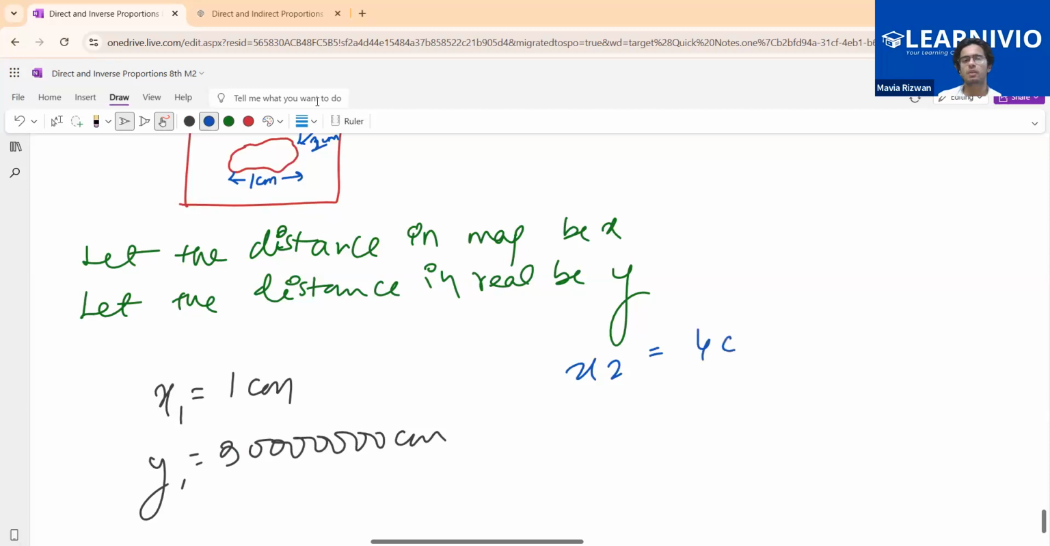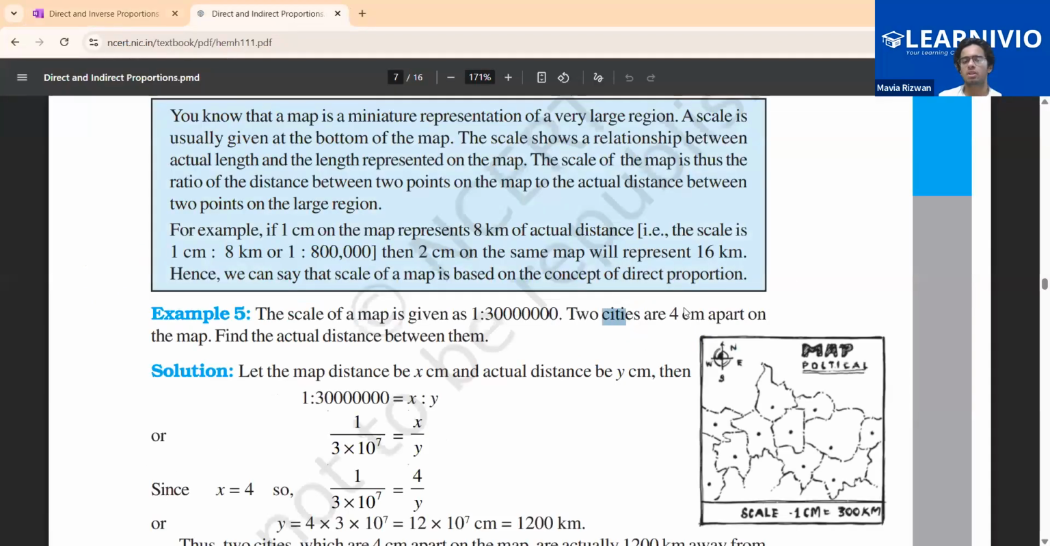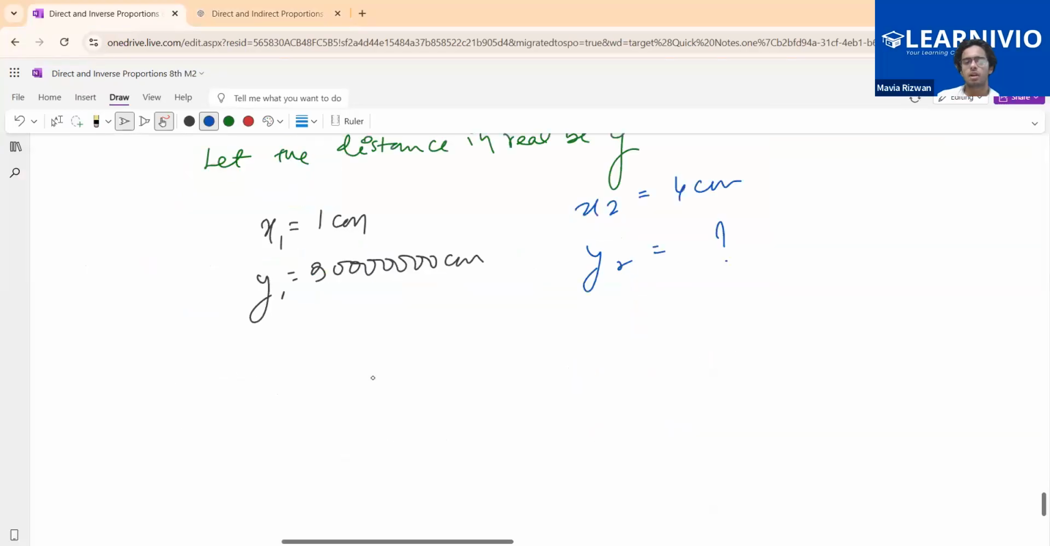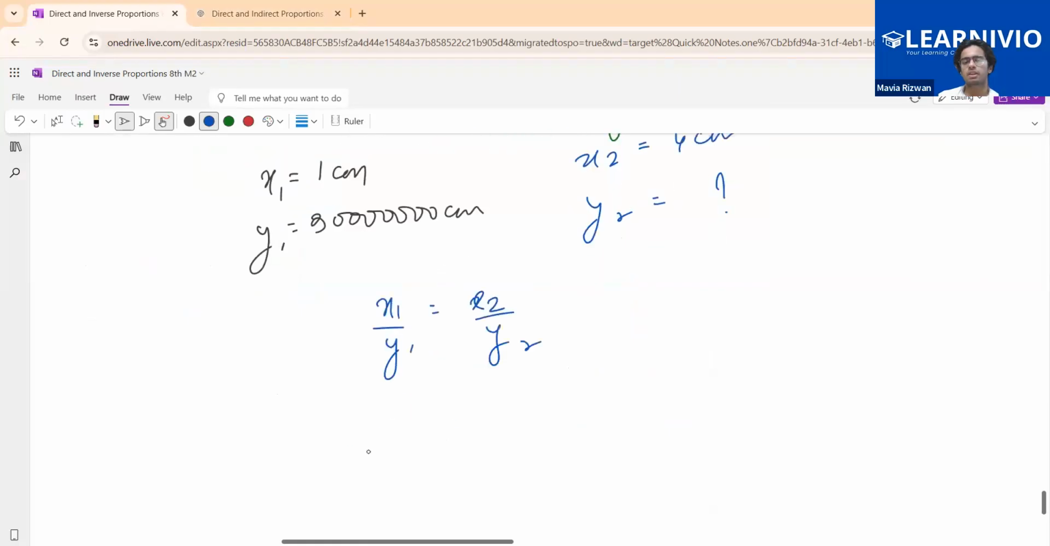See, in the question they are saying that two cities are 4 centimeter apart on the map. Find the actual distance between them. So x2 is 4 centimeter. We have to find y2. Put it in the formula, you will get it. Very easy. x1 by y1 is equal to x2 by y2. x1 is 1, y1 is 3,00,000, is equal to x2 which is 4 by y2.